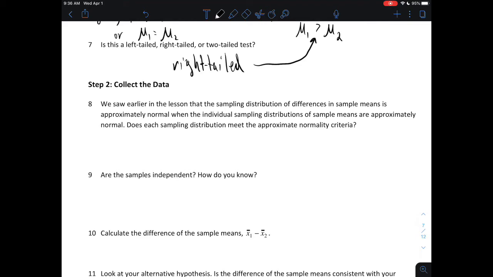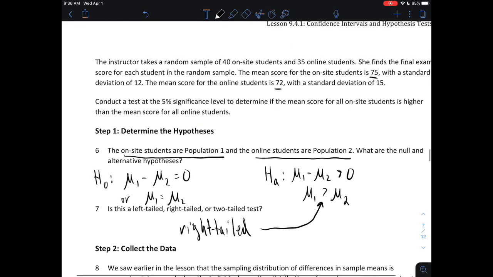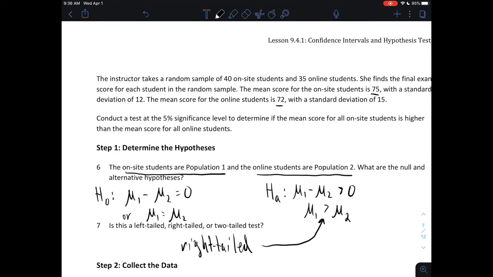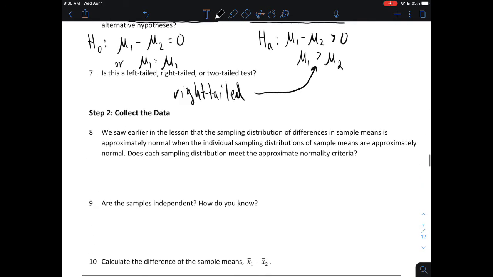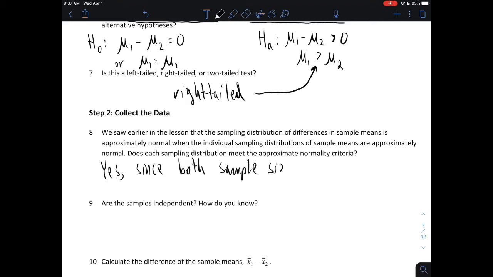Does each sampling distribution meet the approximate normality criteria? So the first thing we can check is sample size. And if we go back to what we were given, the sample size for on-site students is 40, and the sample size for online students is 35. Both of those are greater than 30. So we can at least just stop there and say yes, since both sample sizes are greater than 30.